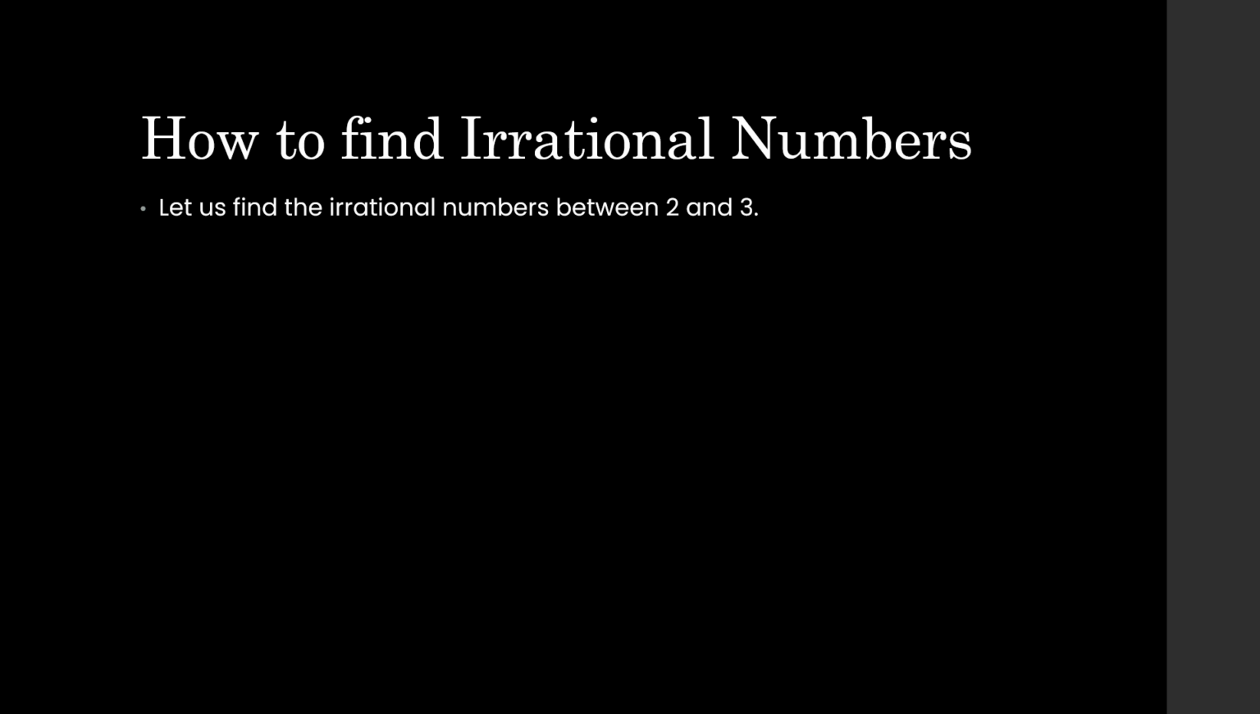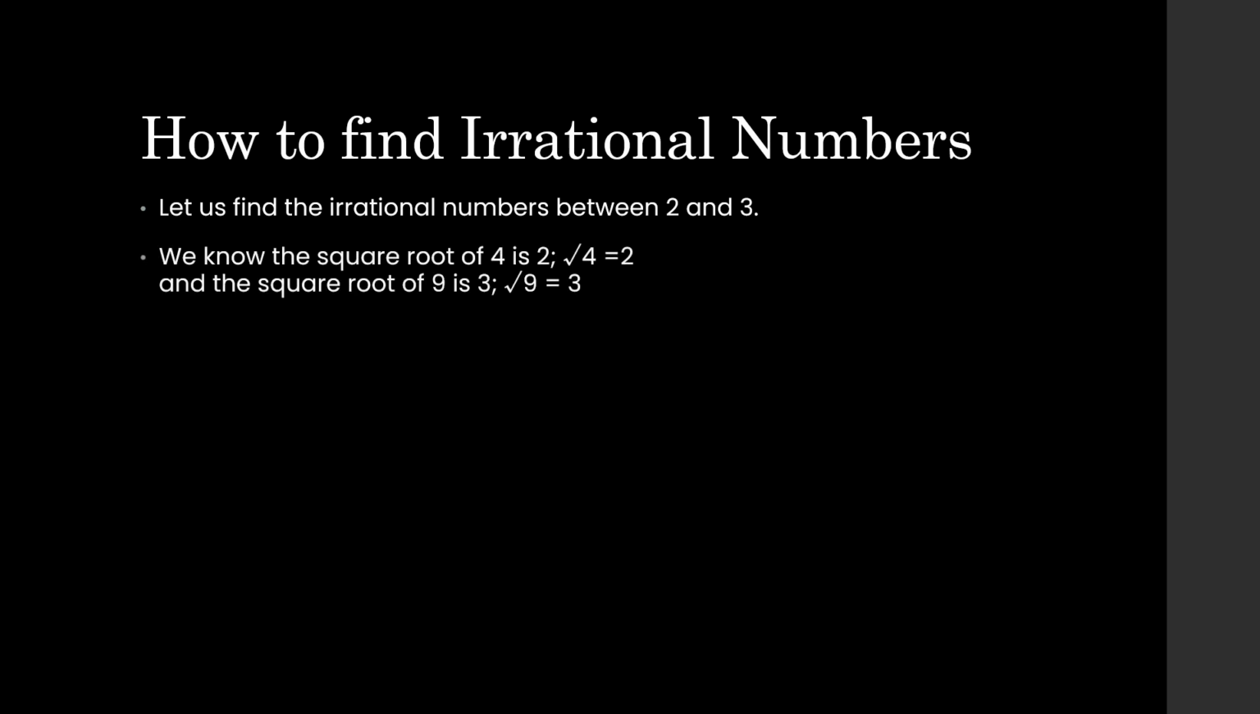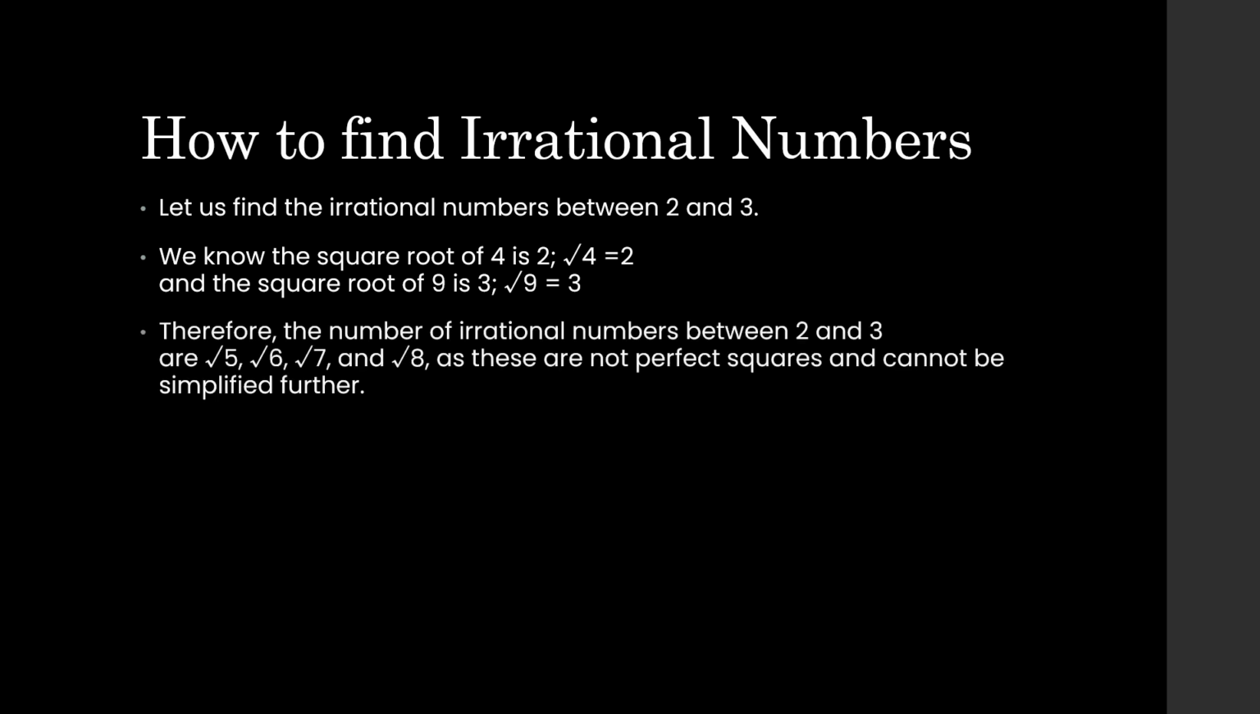Let us find irrational numbers between 2 and 3. Now we know that the square root of 4 is 2 and the square root of 9 is 3. So therefore the irrational numbers between 2 and 3 will be root 5, root 6, root 7 and root 8. Since root 4 is equal to 2 and root 9 is equal to 3, between root 4 and root 9 there are root 5, root 6, root 7, root 8. So these come under irrational numbers as they are not perfect squares. Root 4, root 9, these are the perfect squares of 2 and 3.